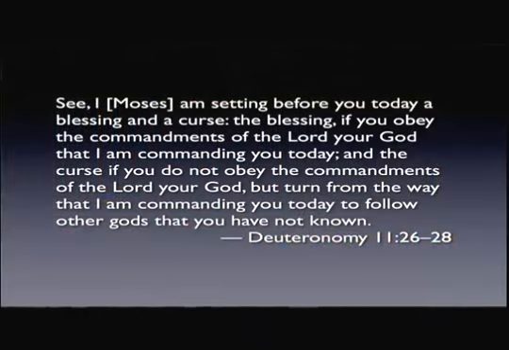So to illustrate this, let's look at a statement in the book of Deuteronomy that sort of captures one of the core Deuteronomistic principles. It's in Deuteronomy chapter 11, verses 26 and following, and it reads as follows. See, I am setting before you today a blessing and a curse. The blessing if you obey the commandments of the Lord your God that I am commanding you today, and the curse if you do not obey the commandments of the Lord your God, but turn from the way that I am commanding you today, to follow other gods that you have not known.